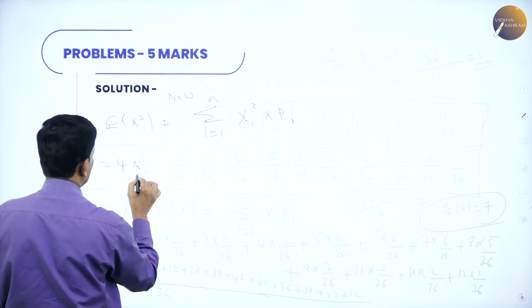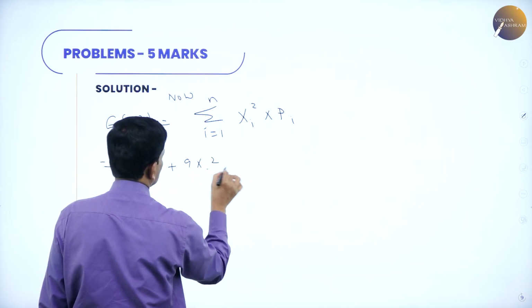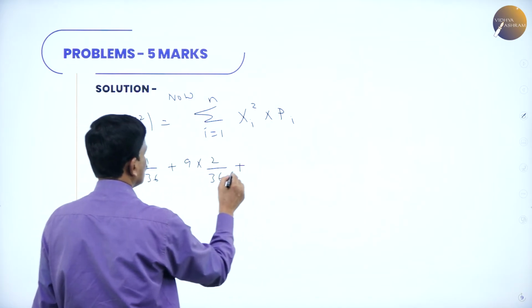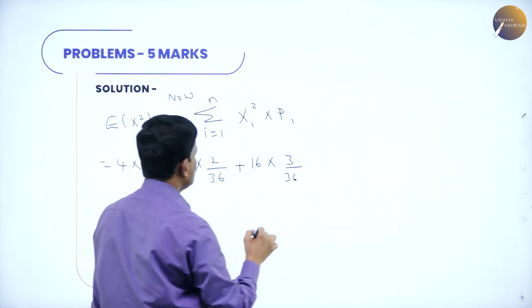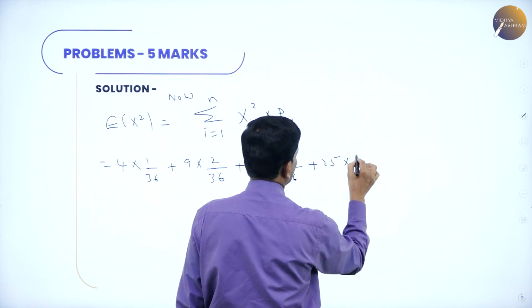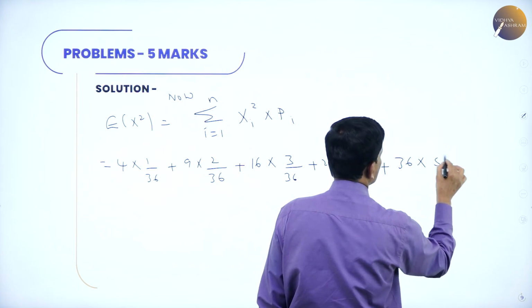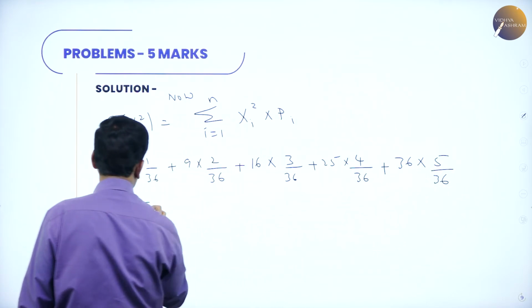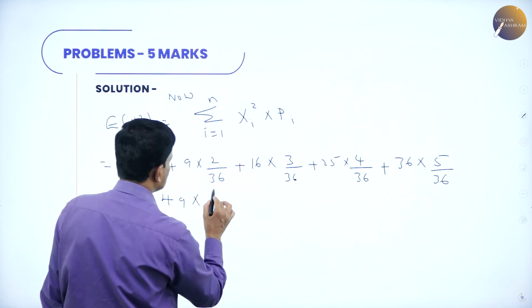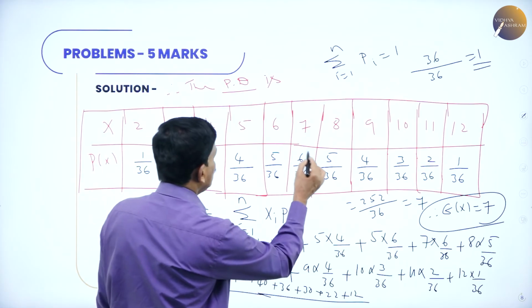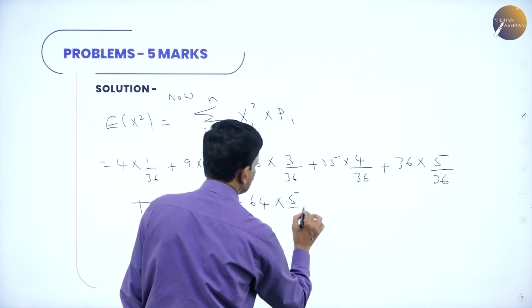4 into 1 by 36, plus 3 square 9 into 2 by 36, plus 4 square 16 into 3 by 36, plus 5 square is 25 into 4 by 36, plus 6 square 36 into 5 by 36. Okay, because it's coming in order, after 6 it is 7 square. 7 square is 49 into 6 by 36, plus 8 square 64 into 5 by 36.